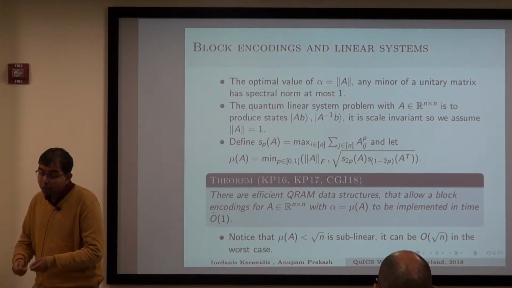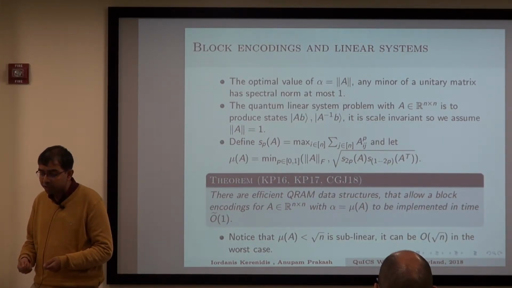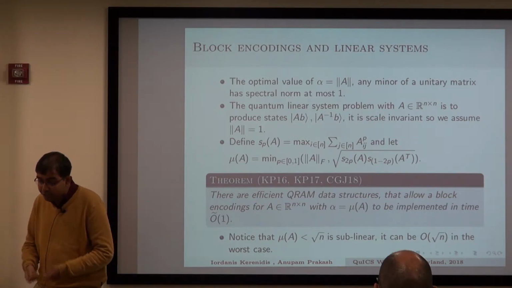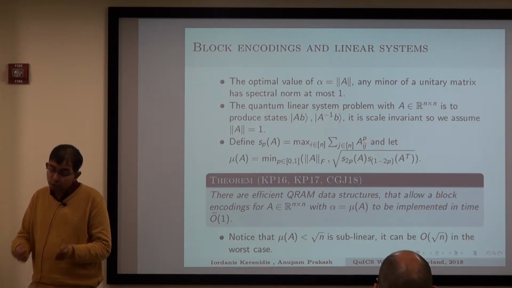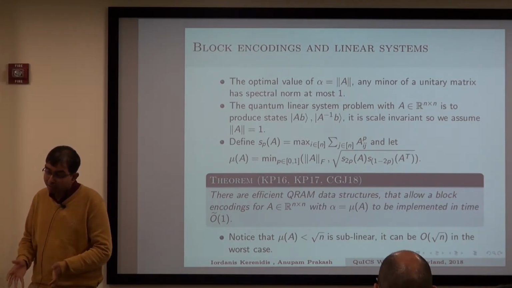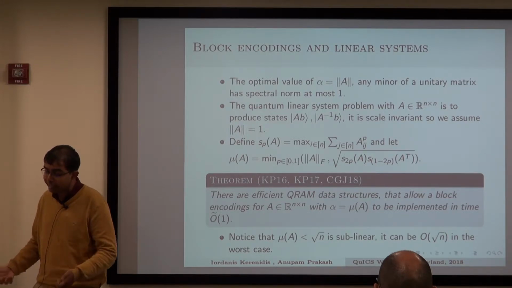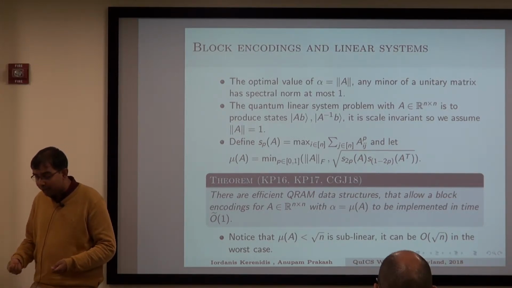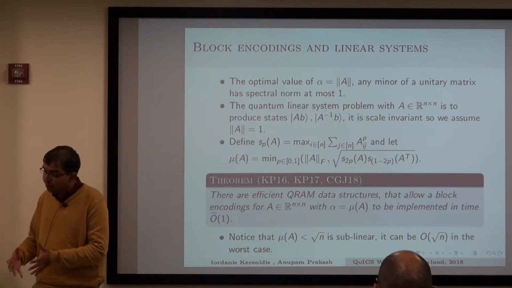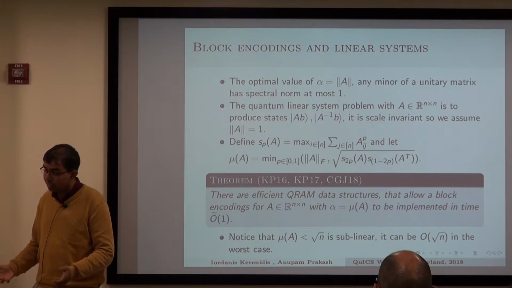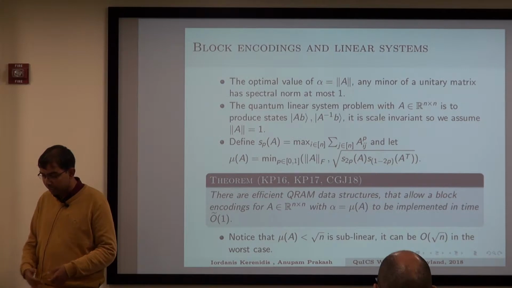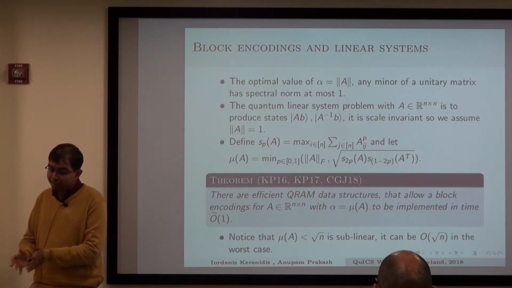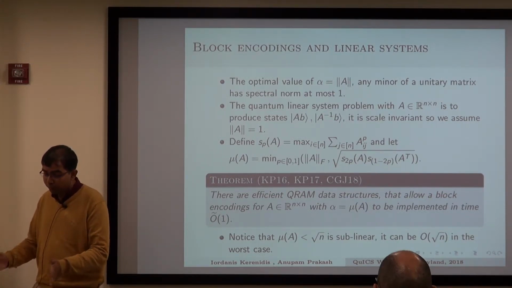Okay, so apart from vector state preparation, the nice thing about the QRAM data structure model is that it allows you to get very efficient linear system solvers using quantum walks. So let's return to the problem of block encoding and ask what is the best alpha that one could hope to obtain. The optimal value of alpha that one could hope to obtain is 1, because the spectral norm of any minor of a unitary matrix is at most 1. But we cannot obtain such a good alpha, as we'll see. So the target would be to get alpha equal to 1. That would be the best one could hope for.